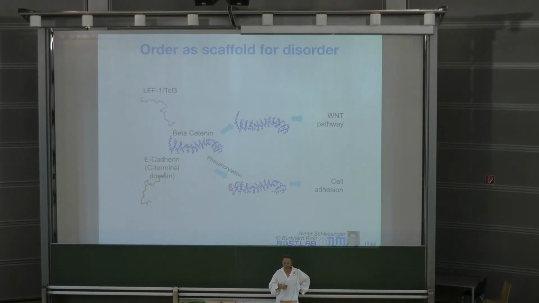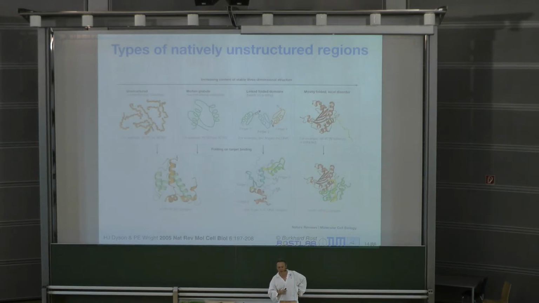We have order as a scaffold for disorder, and then it actually turns out we have a bunch of different types of natively unstructured or disordered regions. So the ones I talked about are just some examples.